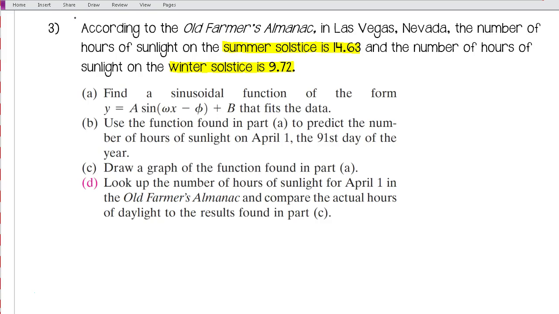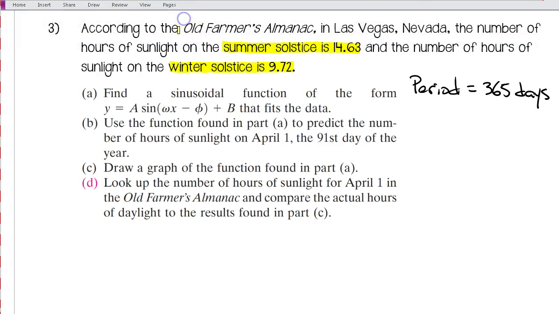So we're talking about number of hours of sunlight throughout the year, and if we're thinking about a period, the period for this is going to be the year, which would be 365 days. Okay, and we know that period is equal to 2 pi over b.